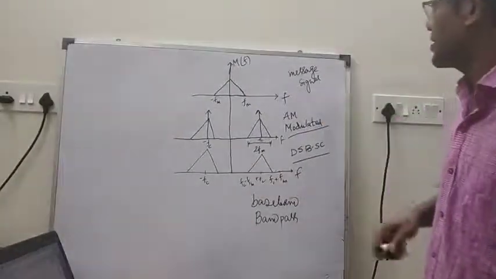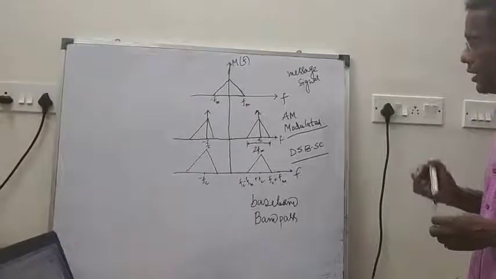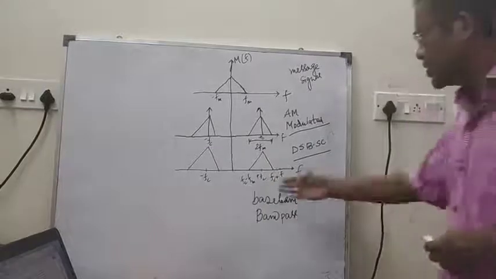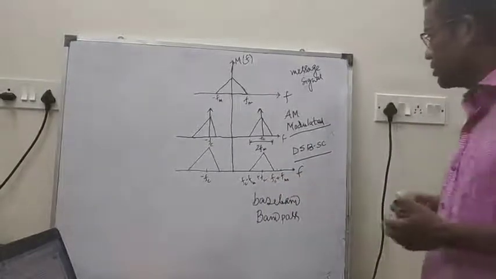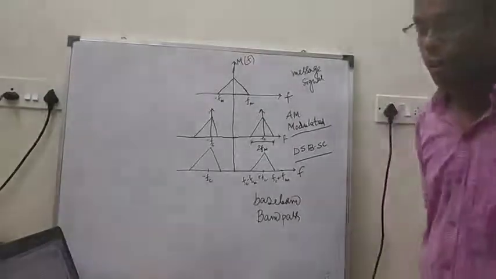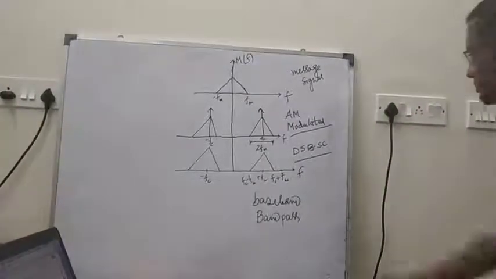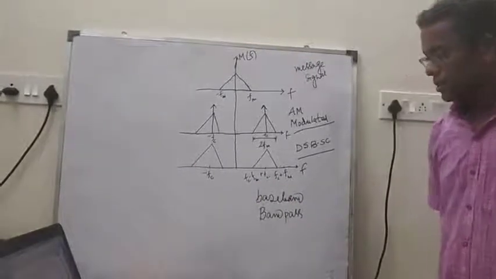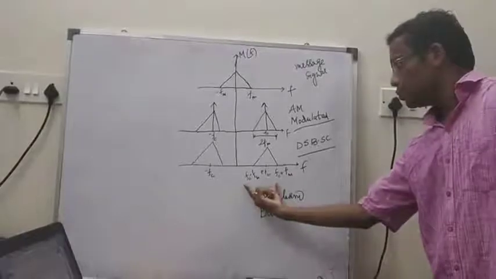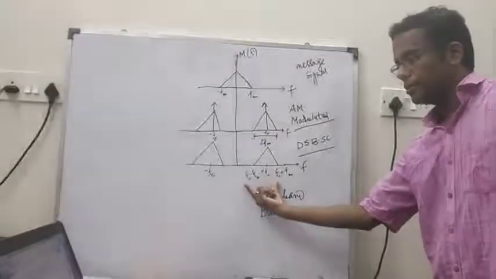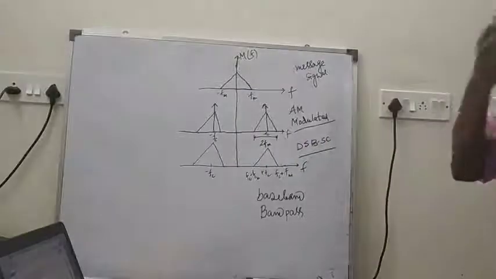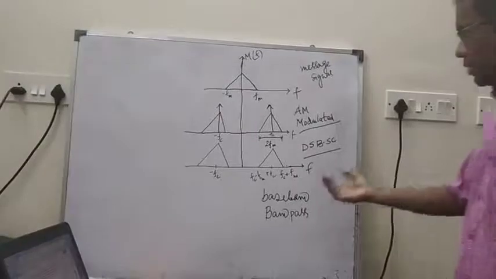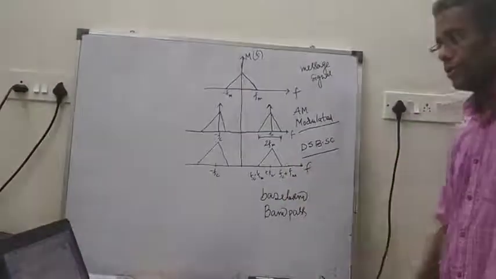Therefore, though the message signal has the bandwidth of FM, the modulated signal that we have to transmit has the bandwidth of twice FM. Therefore, to utilize this 2 into FM bandwidth, what we do is actually transmit two signals, both using the same bandwidth, twice FM.